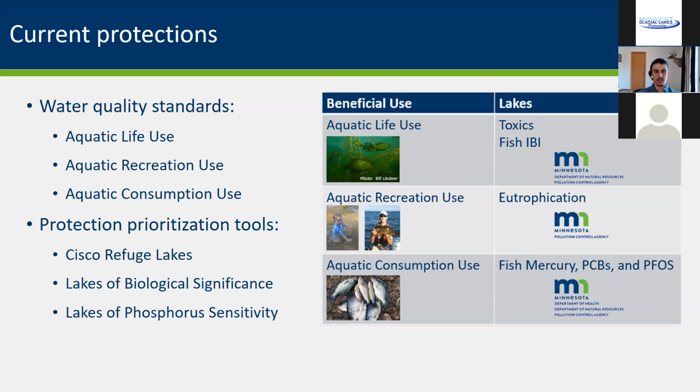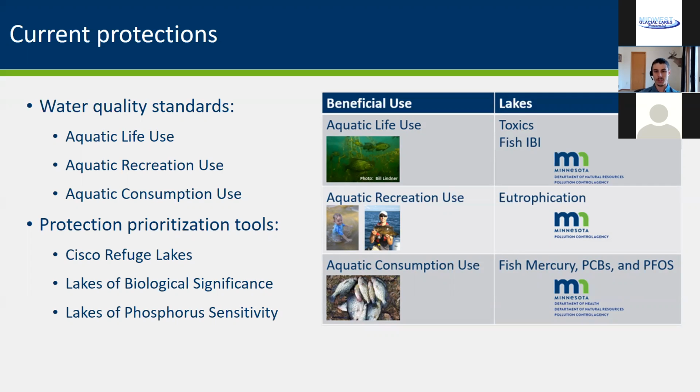So these include a list of Cisco refuge lakes, or lakes that are identified as being deep and clear enough to provide suitable cold water fish habitat even after significant climate warming, lakes of biological significance, or lakes identified as exhibiting the highest quality features within any of 4 biological communities, including aquatic plants, fish, birds, and amphibians, and lakes of phosphorus sensitivity. So these lists and others are used when prioritizing land acquisitions, for example, with the emphasis on maintaining healthy watersheds surrounding these important lakes.